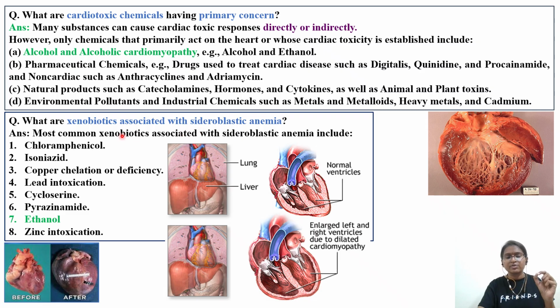So this question is with respect to what are the xenobiotics which are associated with sideroblastic anemia. So coming to anemia, we have different types of anemia. Aplastic anemia, sideroblastic anemia, megaloblastic anemia. So one question with respect to anemia also you will get in the exam. Here the question is with respect to sideroblastic anemia. So they have listed the examples. So ethanol is also going to cause sideroblastic anemia.